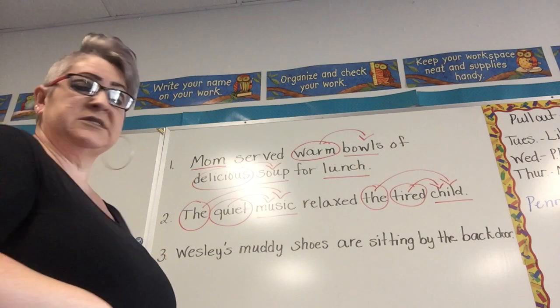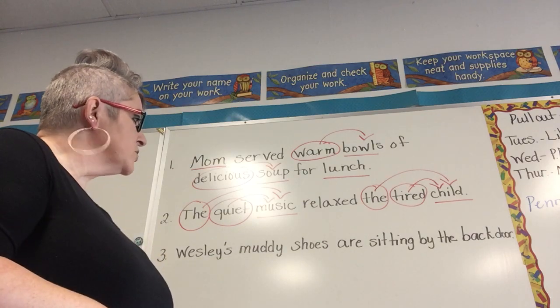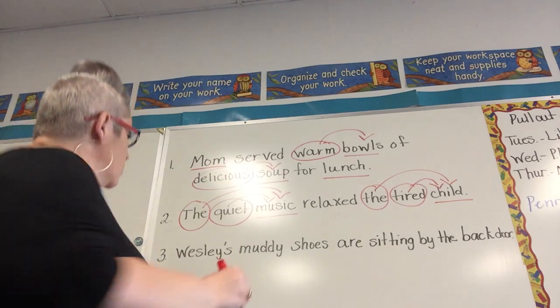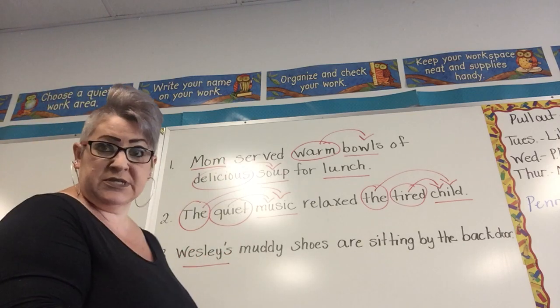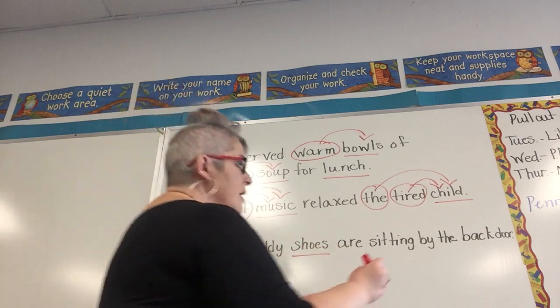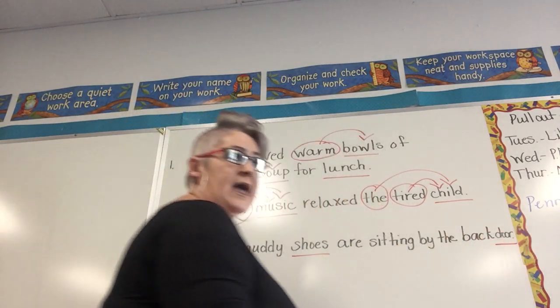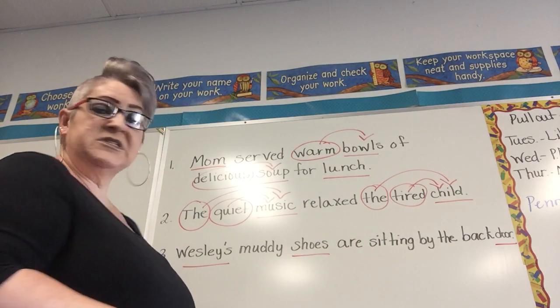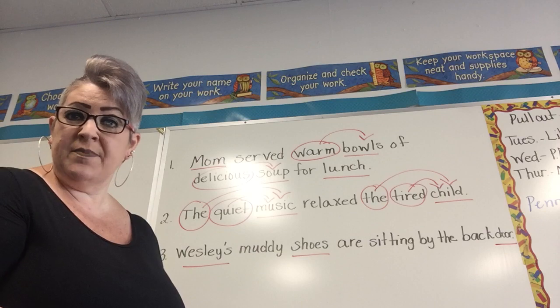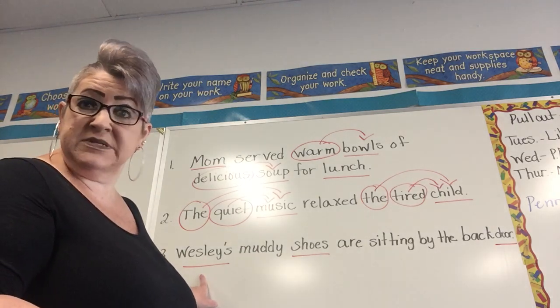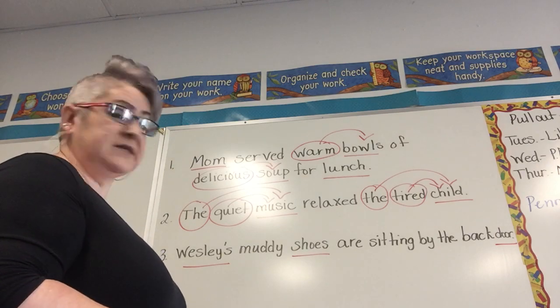The third sentence, Wesley's muddy shoes are sitting by the back door. Let's find the nouns first. Well, Wesley is a noun because he's a person. Shoes are a noun because they are a thing. And door is a noun because it is a thing. Now, I'm going to find the adjectives that describe the nouns. Wesley does not have an adjective that describes him because Wesley's at the beginning of the sentence.